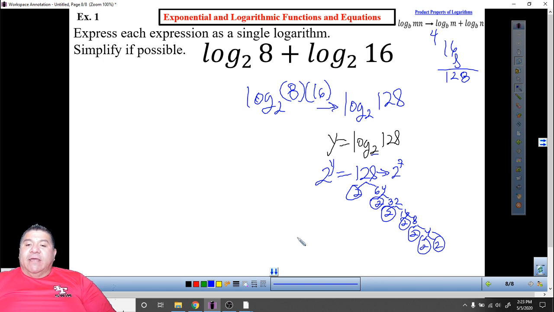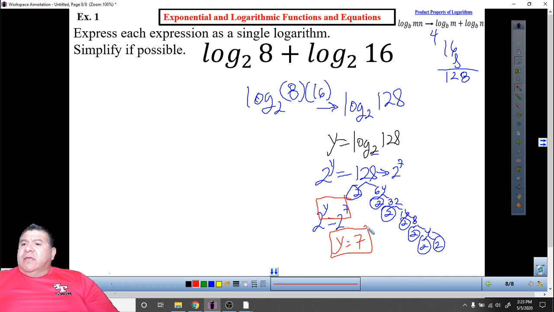So let me rewrite it again. This is 2 to the y equals 2 to the 7th. And what do we know? y equals 7. All right. So any questions with the product property of logs?